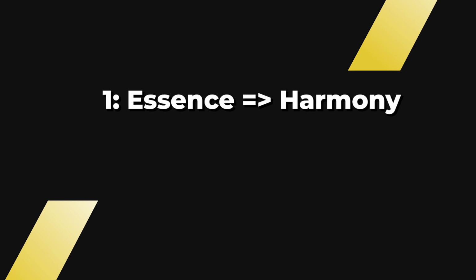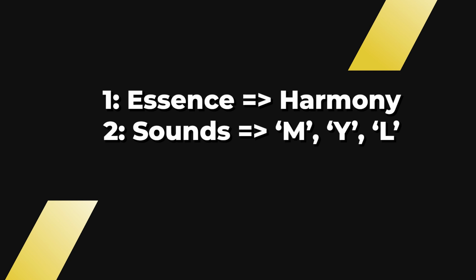For our second example, let's name a serene healer. We start by extracting the essence of peace and healing. Perhaps a word like harmony encapsulates the essence of our character. In step 2, when translating harmony into sounds, we might think of soft, flowing consonants and vowels such as m, y, or l. These sounds have a calming, soothing quality.